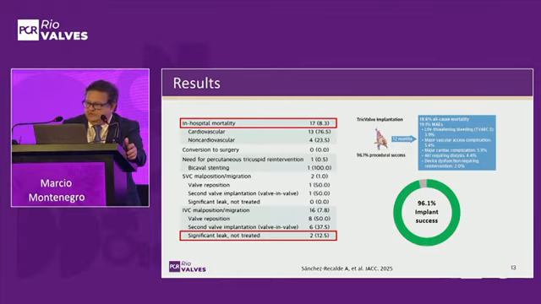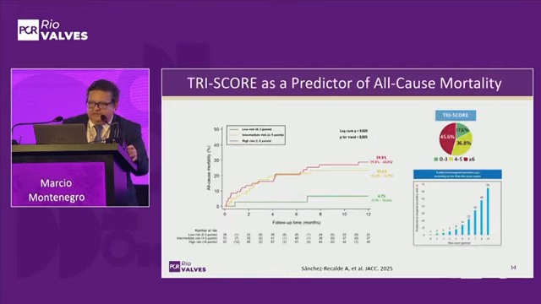12%. So with a high implant success, 96.1%, it's very good when we compare with other kinds of treatment of the tricuspid. And when we split the TRI-score, we see that in the patients that have low risk, the follow-up is better in comparison for all-cause mortality.